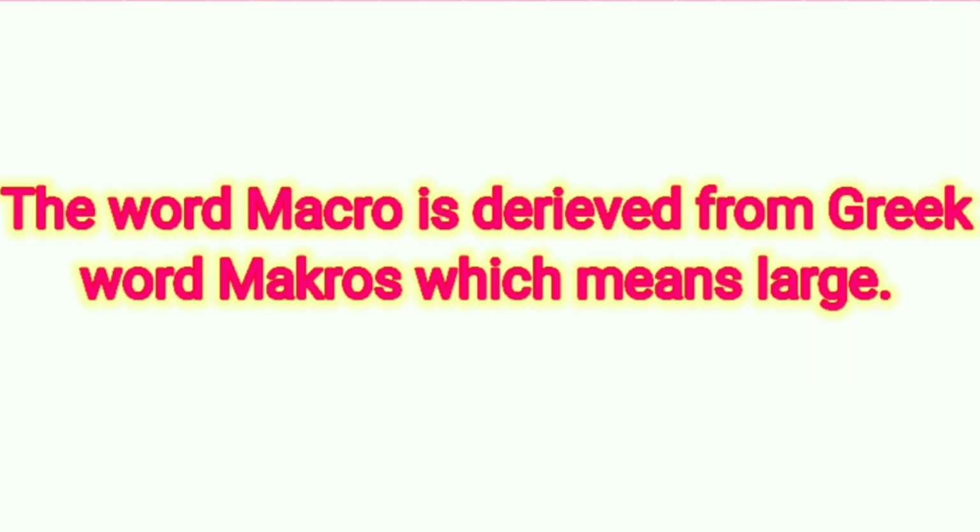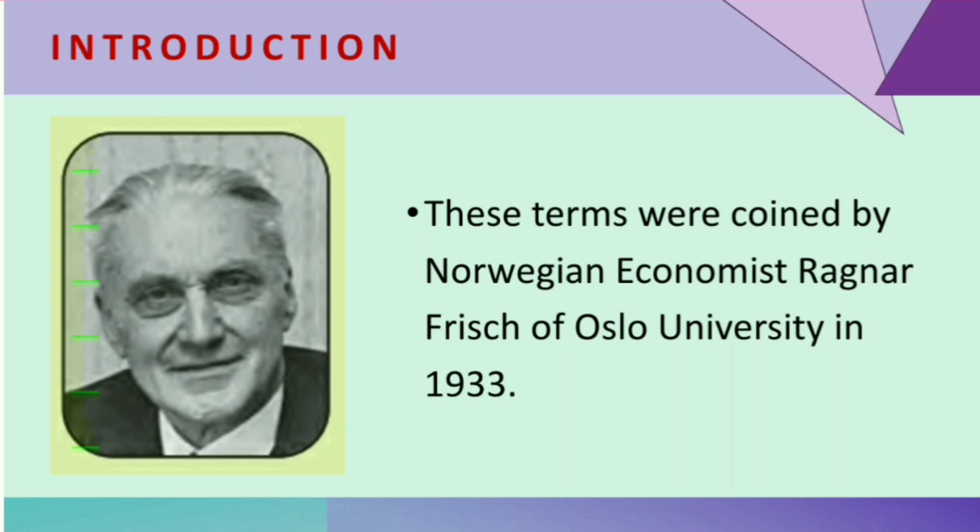The word macro of macroeconomics is derived from Greek word macros, which means large, big, in lump. These terms were coined by Norwegian economist Ragnar Frisch of Oslo University in 1930. So the term microeconomics and macroeconomics were given by an economist named Ragnar Frisch, who was from Norway. So therefore it is known as Norwegian economist.